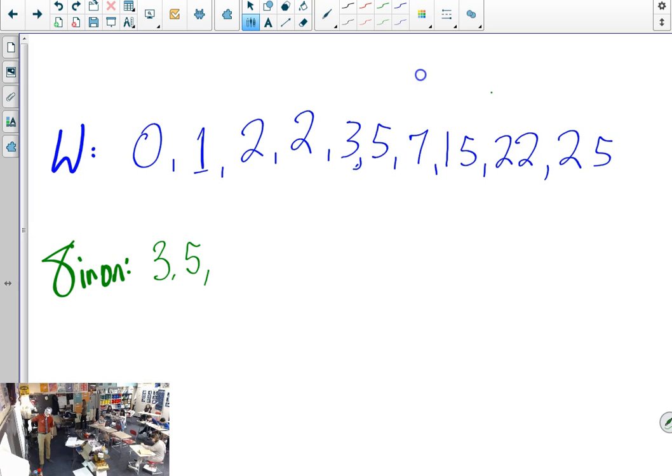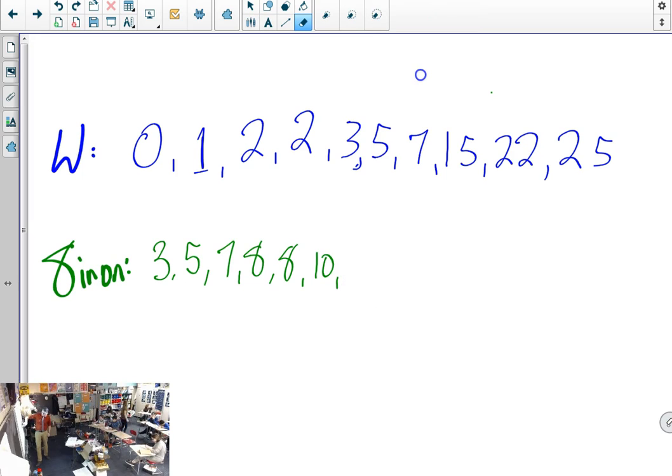3, 5, 7. Two 10s. Yeah. There's the Safari golf course. Oh yeah, I forgot about that one.